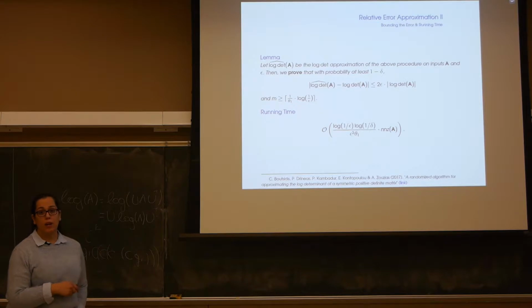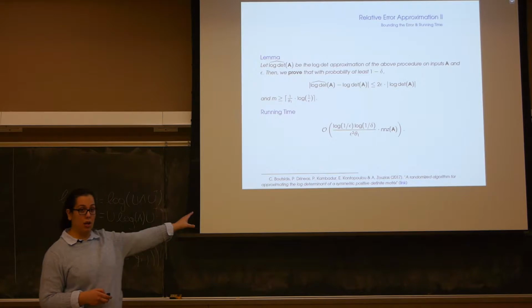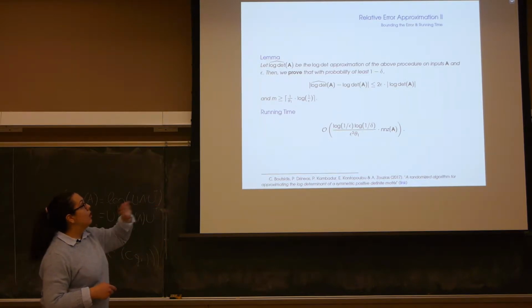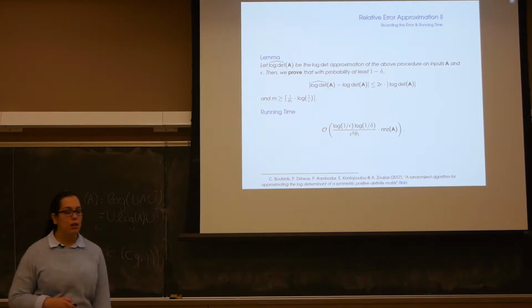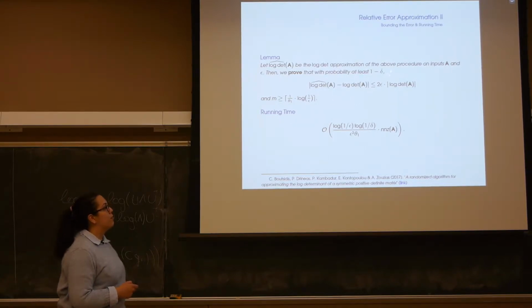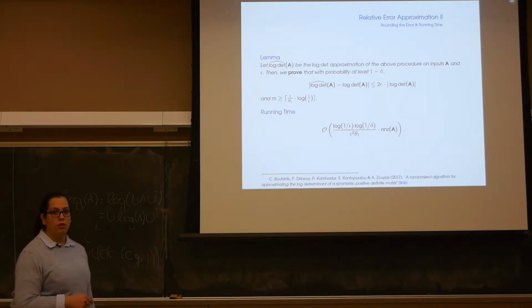Here is a lemma that we derived that says what m should be. This is the main theorem of this algorithm: if I have the matrix A and the accuracy parameter epsilon, then we can prove that with a probability at least 1 minus delta, I can have a relative error approximation that is 2 times the accuracy parameter epsilon. And to derive this, I have to have m greater than this quantity over here. And what is sigma 1?